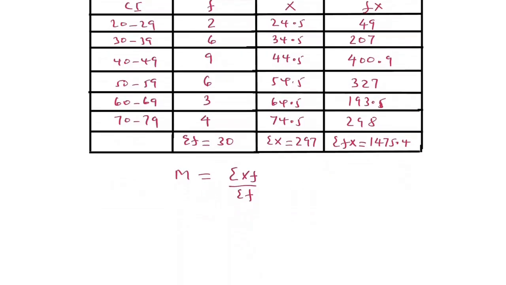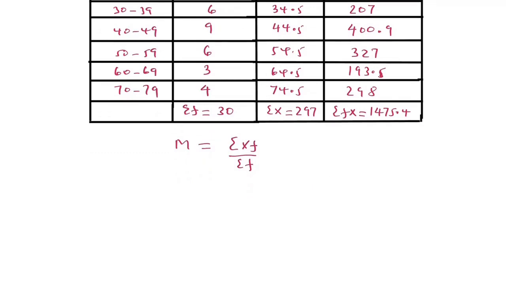Okay, so now let us substitute the values from this table to our formula. Then we are going to have mean equals 1,475.4 over 30, of which after solving the values, we are going to get 49.18. Okay, so because these are number of patients, then we are going to approximate them to 50. Then we are saying the mean number of patients per day is 50 patients.